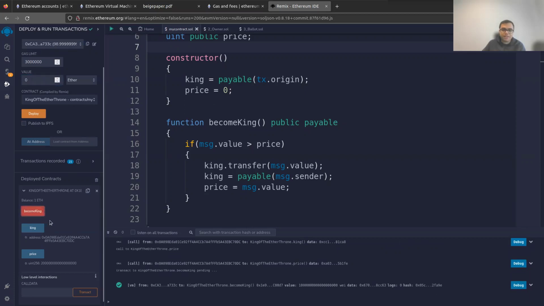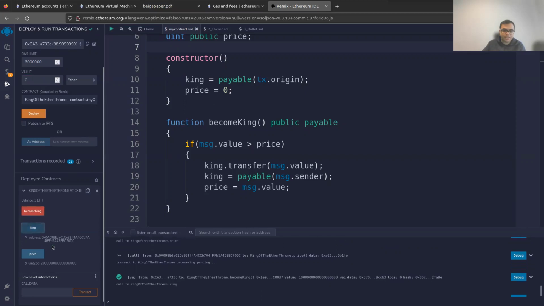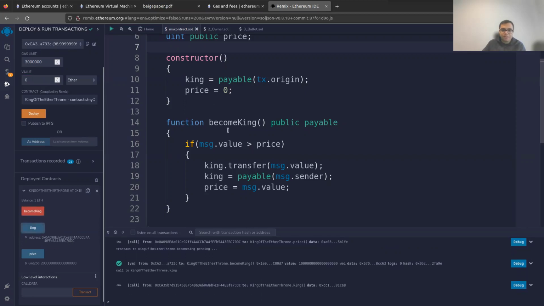Ooh, now a really bad thing happens. So our king did not change, but I paid 1 Ether to become king. All that did was give that 1 Ether to the contract. So now the balance of the contract is 1 Ether. But then this if condition was not satisfied. So nothing was transferred out of the contract, and the king and the price did not change.